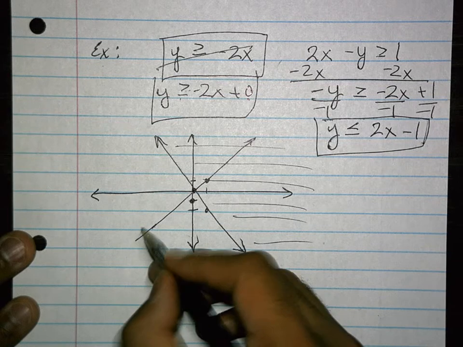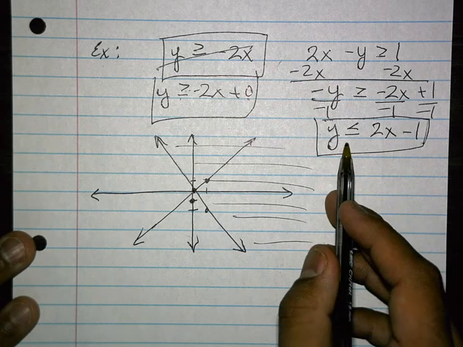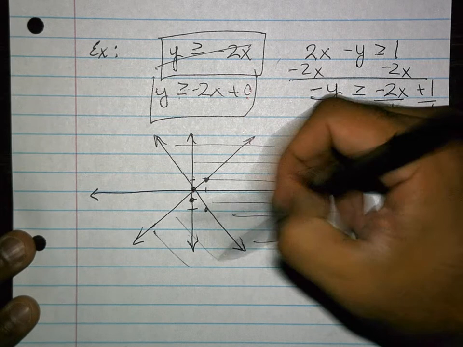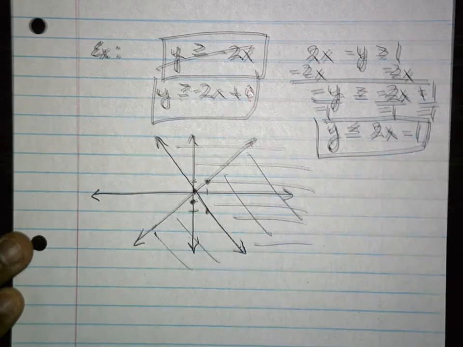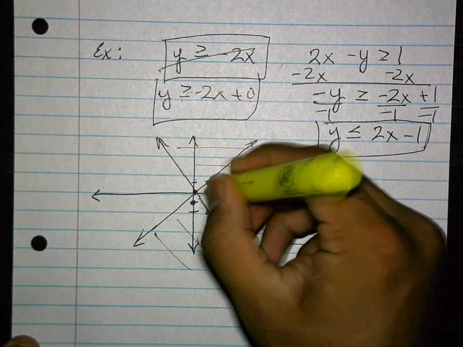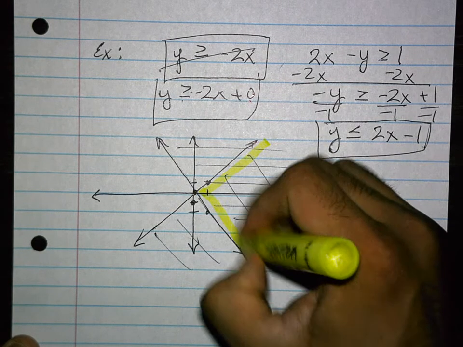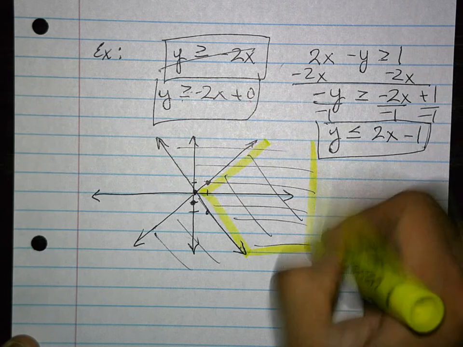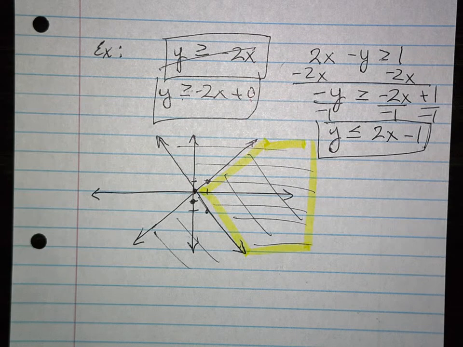Okay. And this is where the y's are less than, so that's underneath here. Okay. So if I wanted to highlight where the actual solution is, it's the overlapping shaded regions, and it's basically everything in this region is a viable solution. Okay.